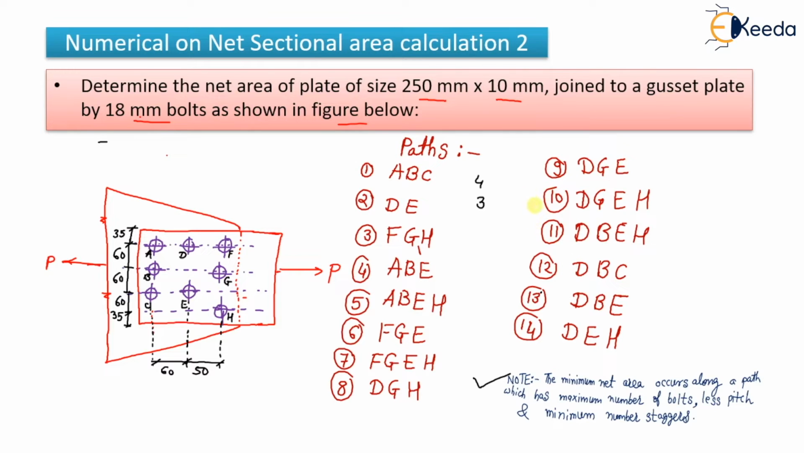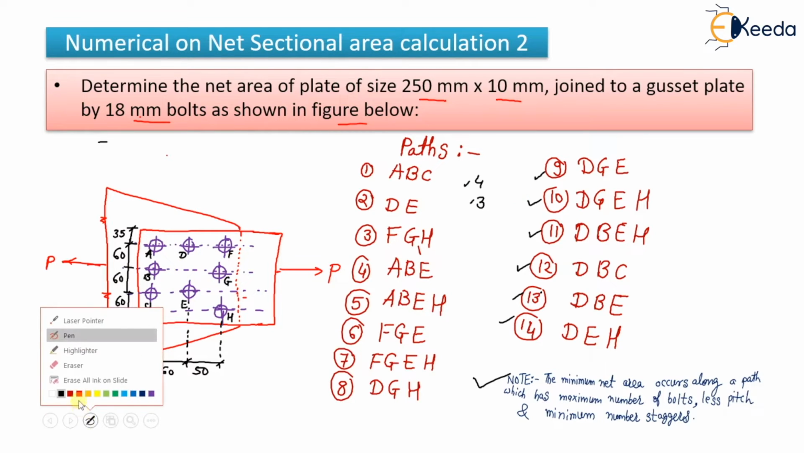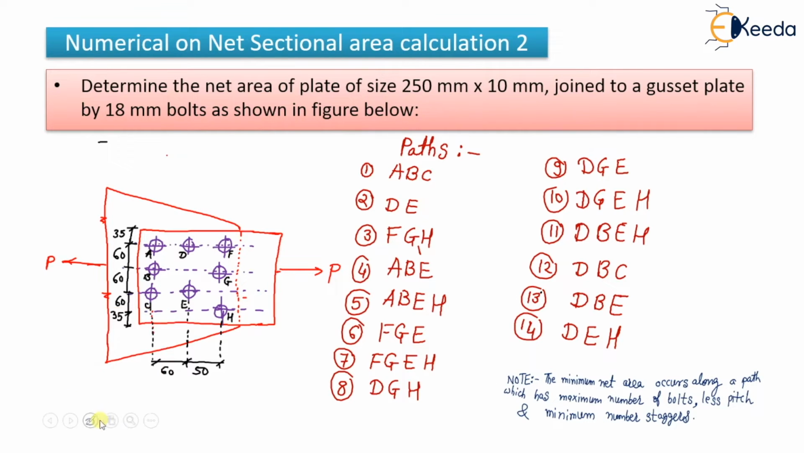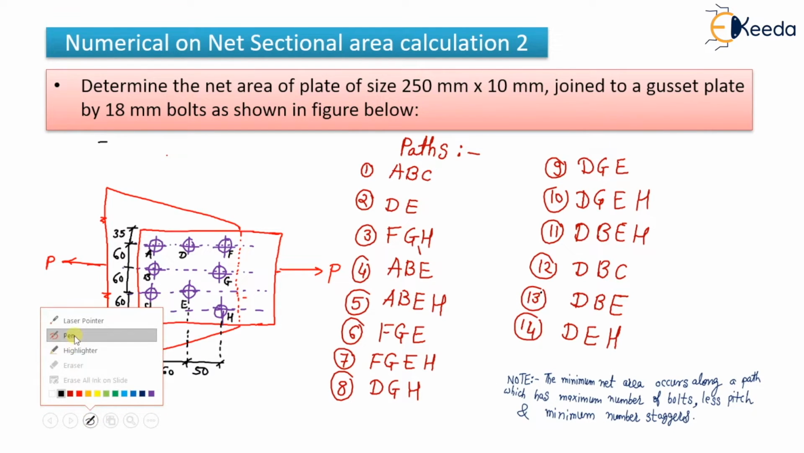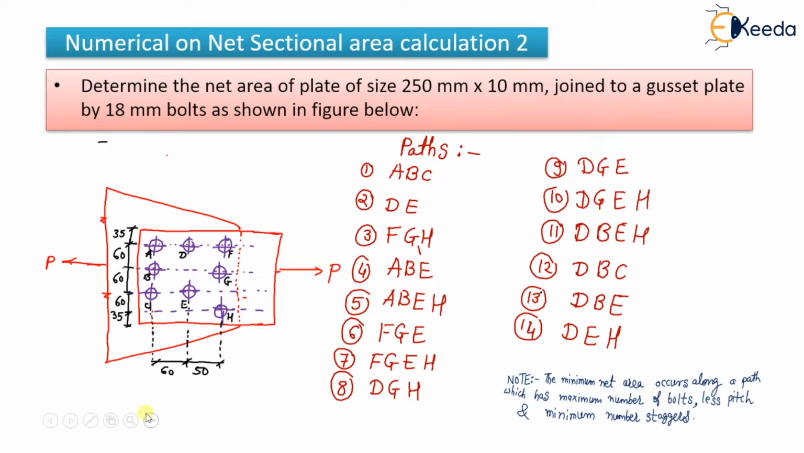So the first is, see, the 10th one also, then 11th, then 12, 13, 14, 9. Except DE, all the possible paths have 4 or 3 bolts. But we also have one condition: you should take the path which has less pitch. That is the second requirement. So let's see the second requirement, less pitch. Which path has less pitch?